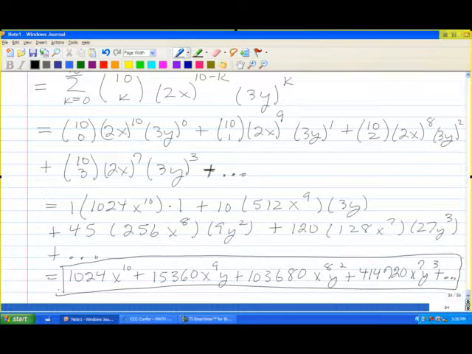Notice that if you look at these, since you start at 0, the fourth term is actually 10C3 rather than 10C4 because you're starting out counting at 0. Okay.